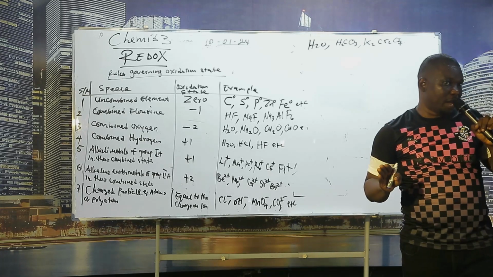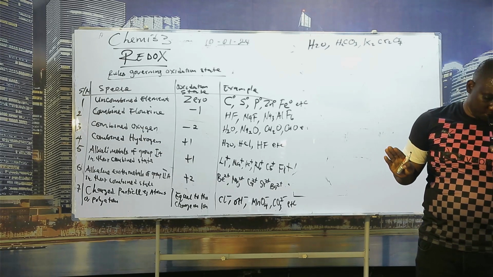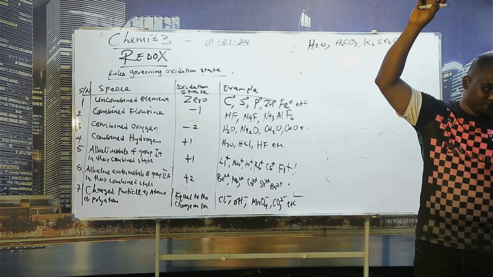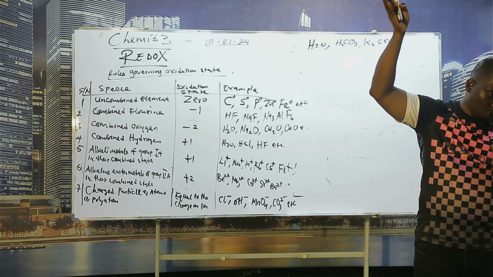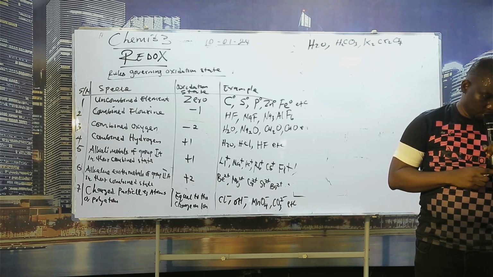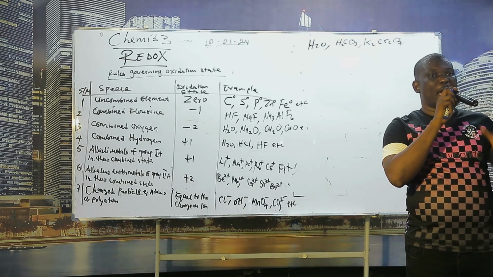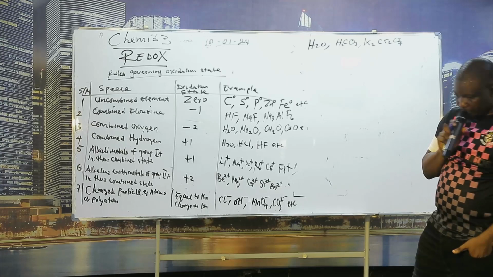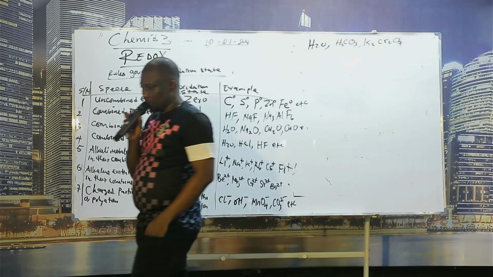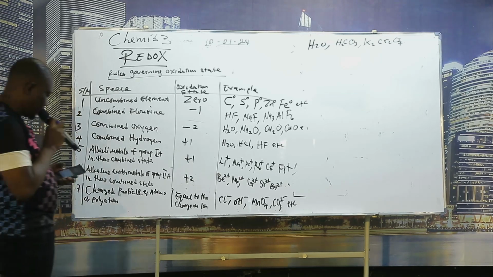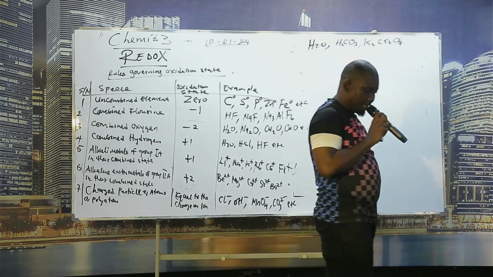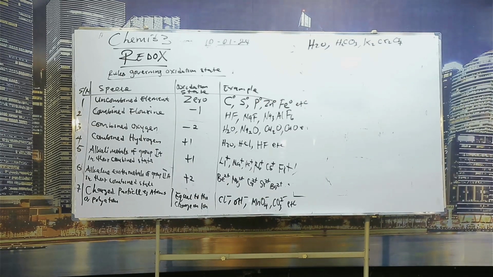But in all of these rules, how many rules do we have? 8 rules. In all of these rules, there are 2 exceptions. If you apply the rules without knowing there are 2 exceptions, it will not work for you. I'm going to go to the next line. Note: there are 2 exceptions to the rules above. Number one.